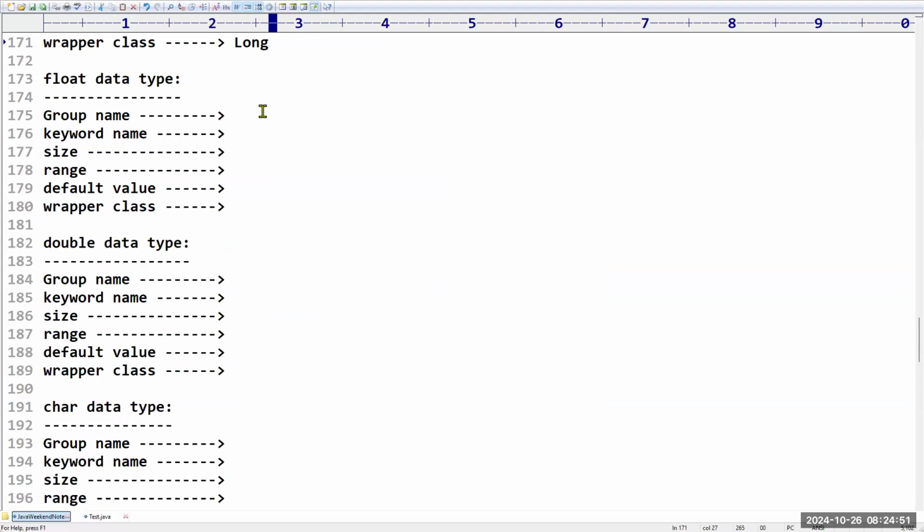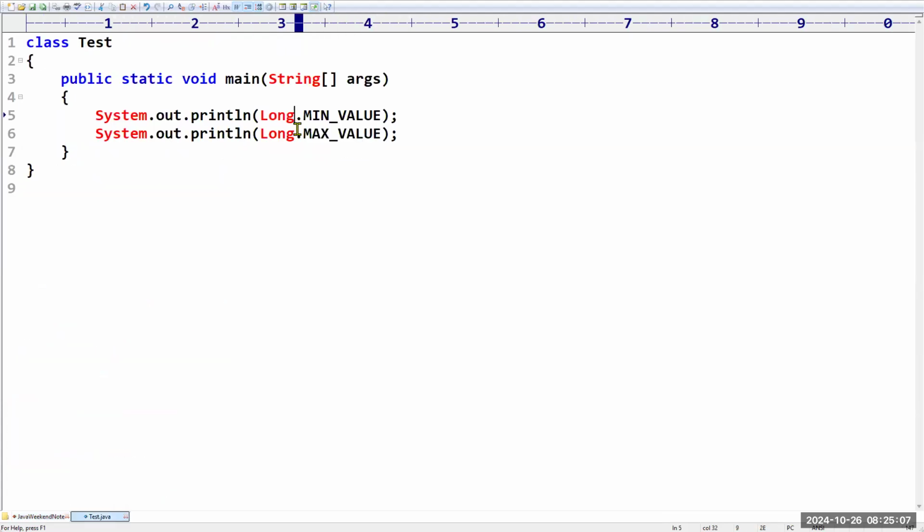We have floating point. What is the group name? Sir, it comes under real values. What is the keyword name? Float. What is the size? It is going to occupy 4 bytes. 4 bytes means what? 32 bits. What about range? We have to take Float.MIN_VALUE and Float.MAX_VALUE.